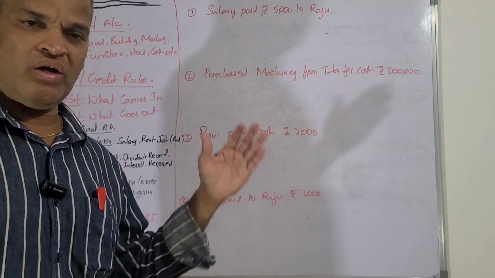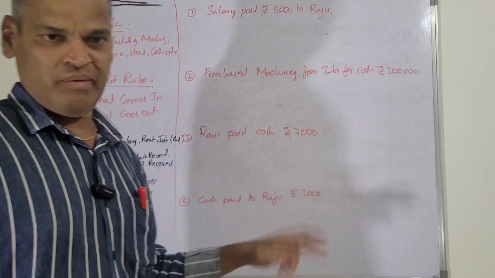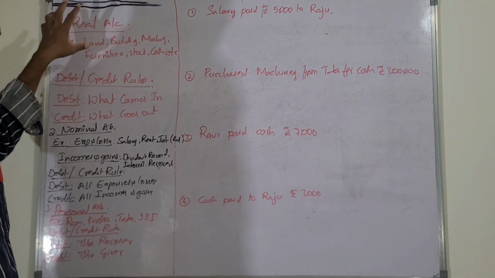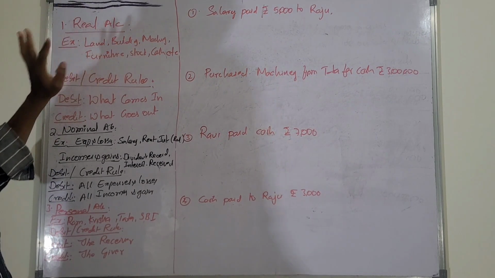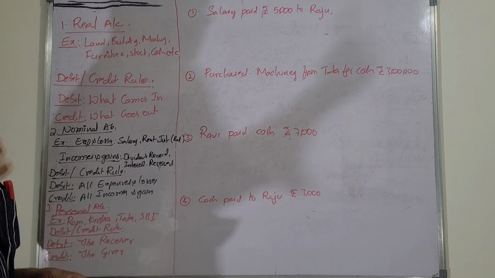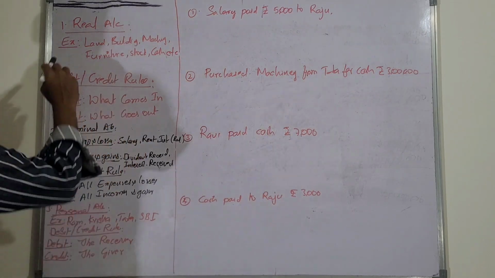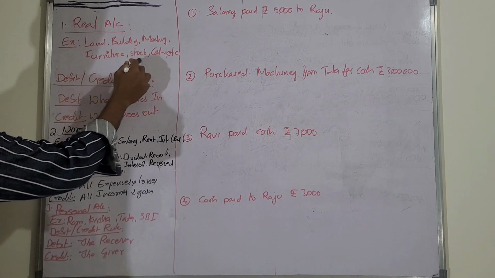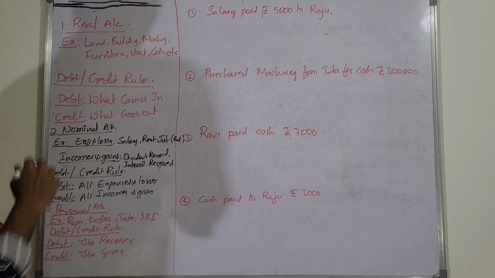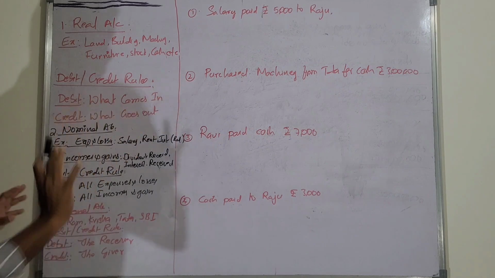Now we'll discuss real account, nominal account, and personal account all together. We don't need the definition of real account, we need only examples. We know that real account relates to assets or properties. Examples: land, building, machinery, furniture, stock, cash, etc. What is the debit credit rule of real account? Debit what comes in, credit what goes out.